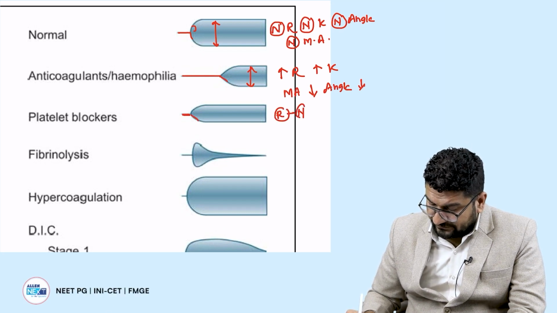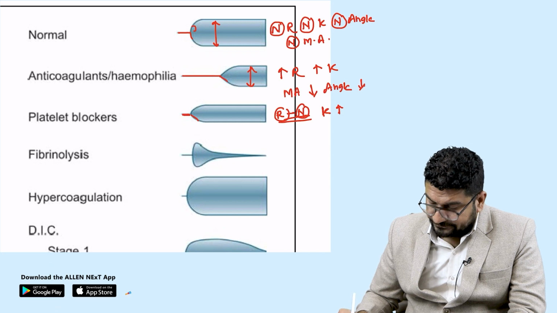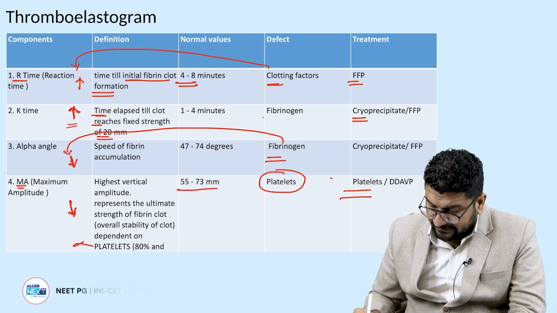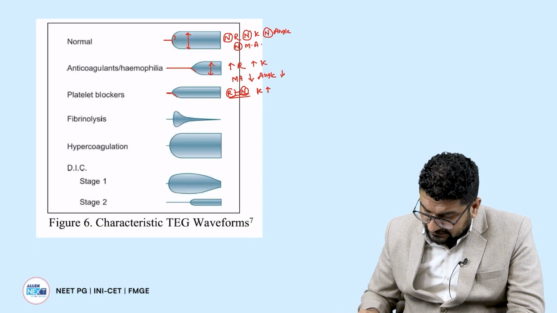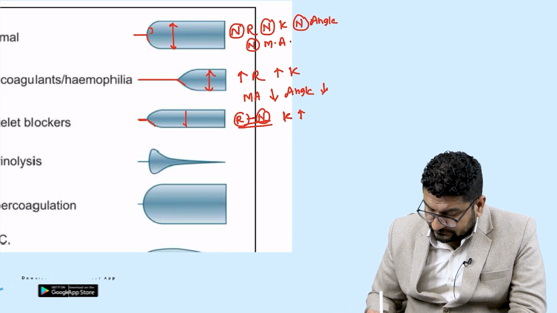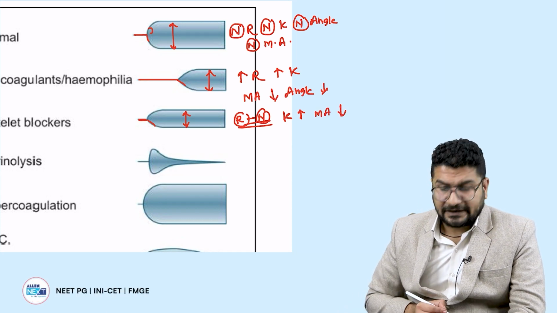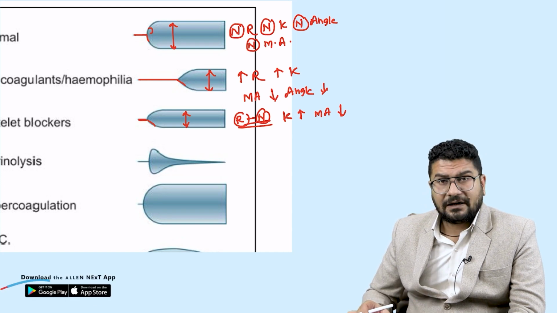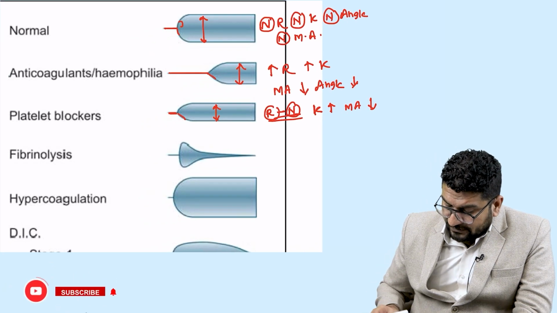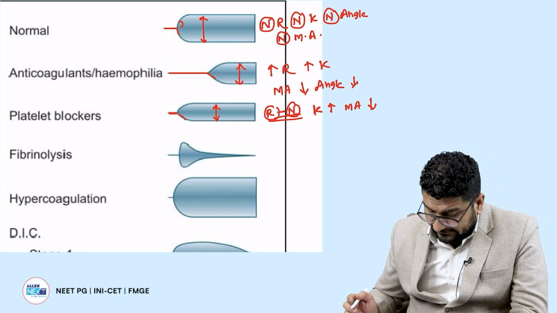R, the reaction time, is normal, which means clotting factors are present. K is a bit prolonged. Now when was K prolonged, look once again: where you can see K is prolonged, it means some defect in fibrinogen. Then you can notice the maximal amplitude is reduced here, right? Maximal amplitude is reduced. So whenever this is seen, we call it a platelet defect. So either there is a platelet defect, or a person is on platelet blockers, meaning anti-platelet drugs are going on.